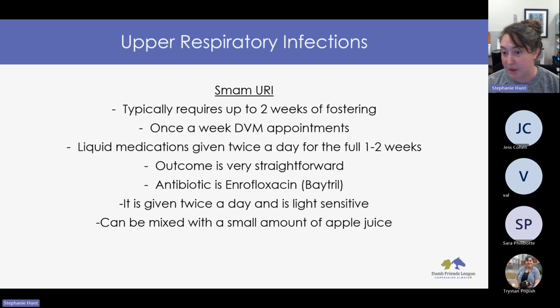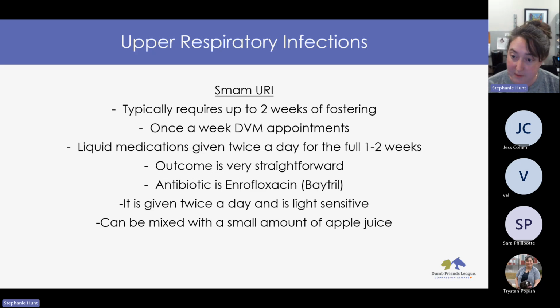I want to touch on SMAM URI because we do see cats, dogs, and SMAMs. SMAMs is more of a set structure. So typically we start 2 weeks of antibiotics. It is enrofloxacin. So it is a liquid medication that's given twice a day for 2 weeks.